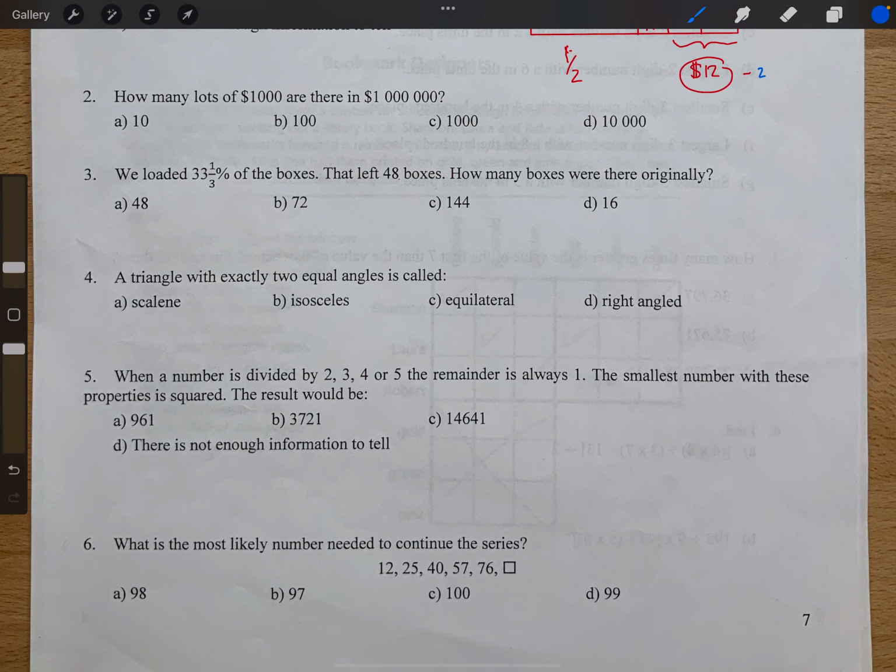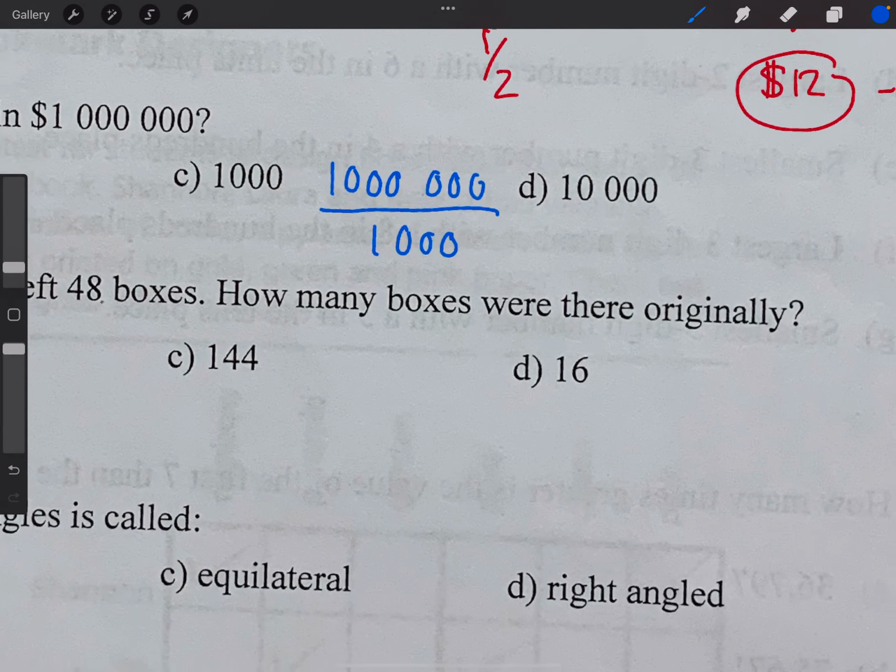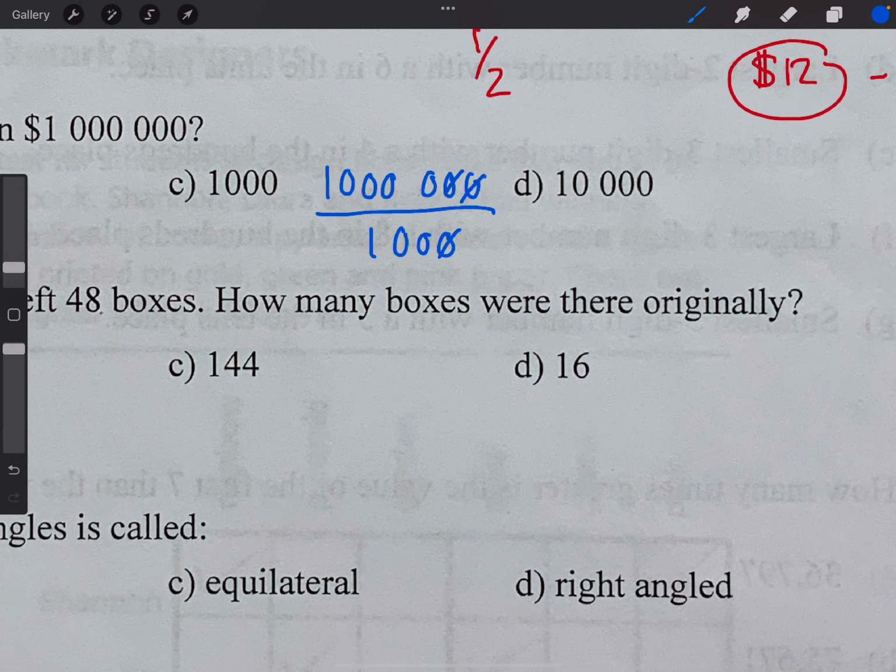Question 2. How many lots of 1,000 are there in 1 million? So just take 1 million and divide it by 1,000. We can cross out the zeros. And there's your answer, which is C.